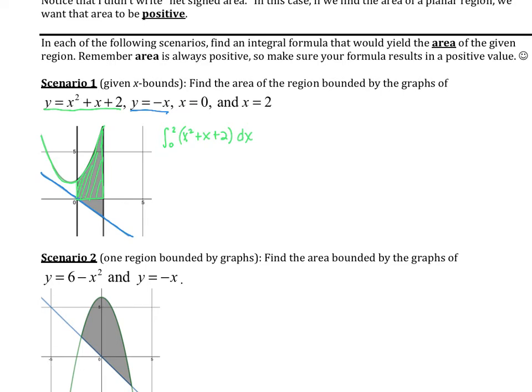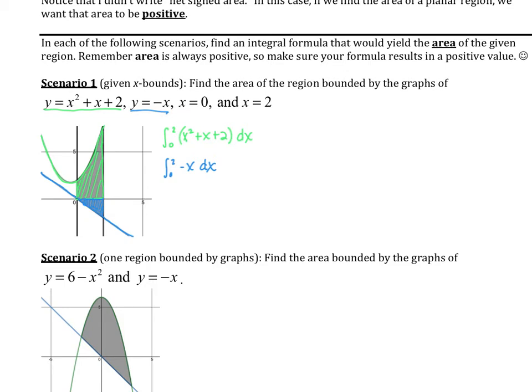Well, the area under that curve is actually going to be this triangle between the curve and the x-axis. And when I find that area, I would get the integral from 0 to 2 of negative x dx. Now here's the problem. What would this area yield? If we did this, what would this area be? Is it going to show up as a positive or a negative? Well, it's going to be a negative because it's below the x-axis.